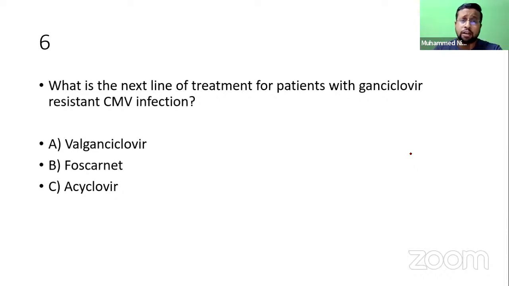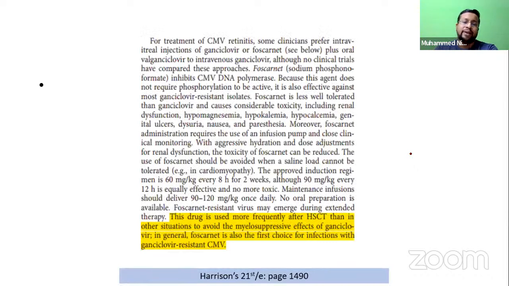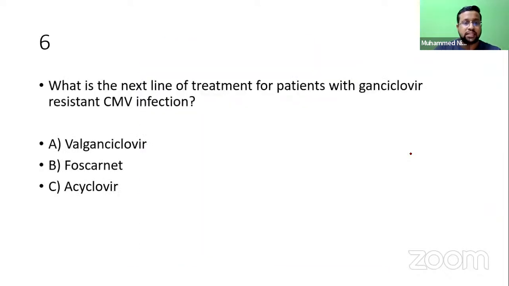Valganciclovir is a prodrug of ganciclovir, so it cannot be used in patients who have resistance to ganciclovir. Foscarnet and acyclovir. Acyclovir again has no action against CMV. The answer is foscarnet. Again, a question which is directly from Harrison. So this is a drug which is often used in hematopoietic stem cell transplant because ganciclovir is associated with cytopenia. In whatever be the cases, in general, foscarnet is the first choice for infections in patients with ganciclovir resistant CMV. So the answer is foscarnet.